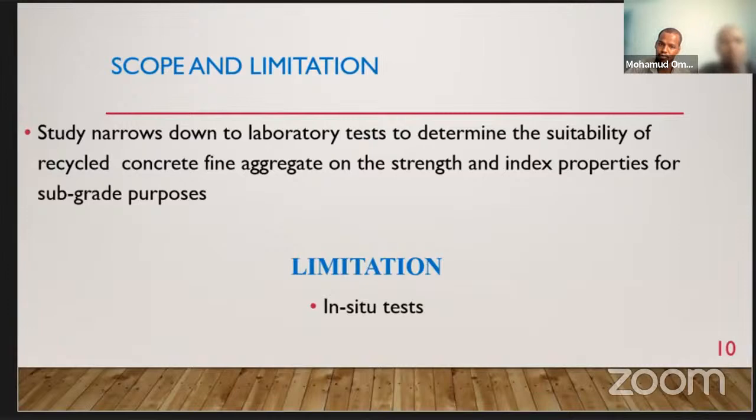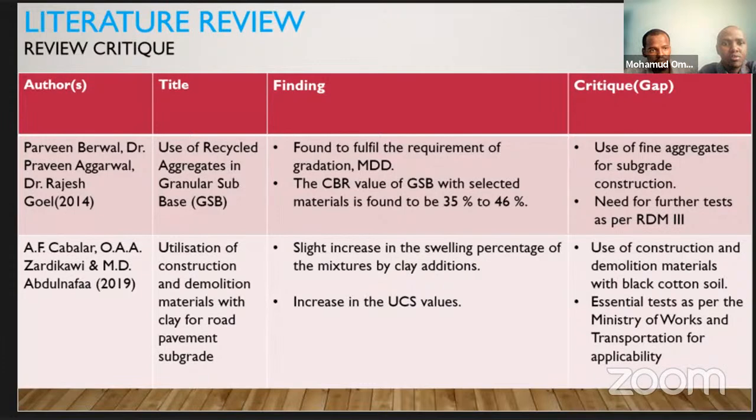Also, for our literature review, for example, we have a title, use of recycled aggregates in granular subbase by Praveen and Dr. Praveen. They found that it fulfilled the requirement of gradation and the maximum dry density, and the CBR values of the granular subbase with selected material was found to be 35% to 46%. The main gap that came from this research was the use of fine aggregates for subgrade construction and the need for further tests as per the road design manual.